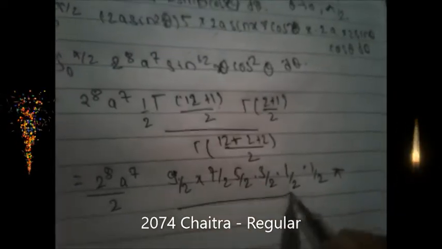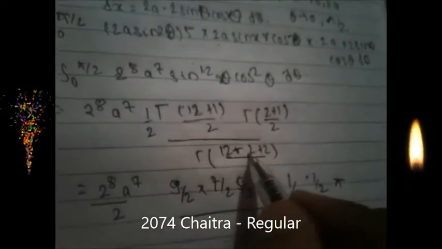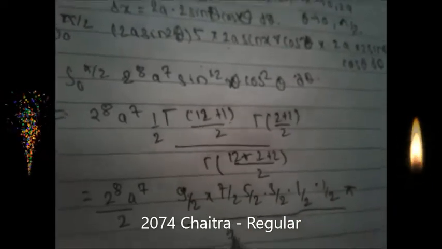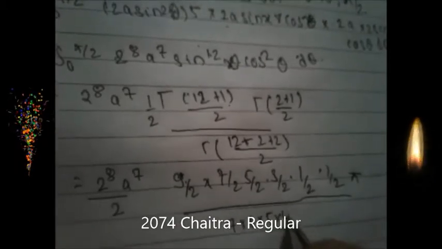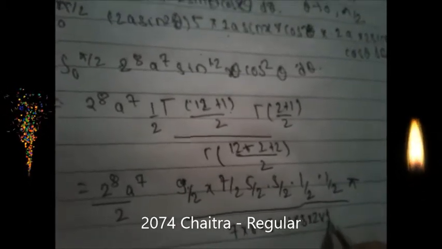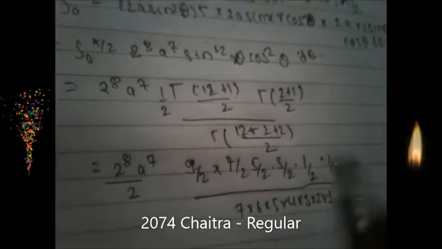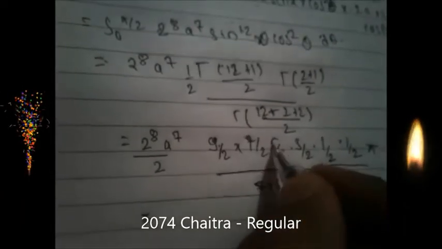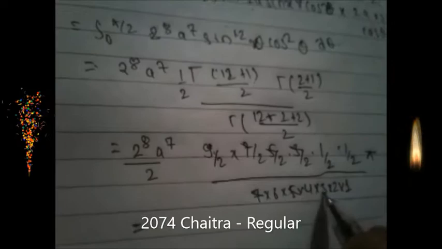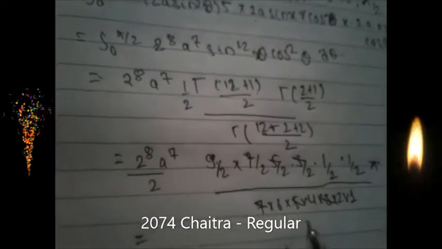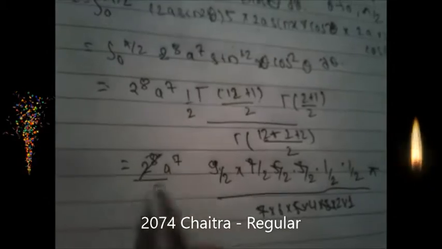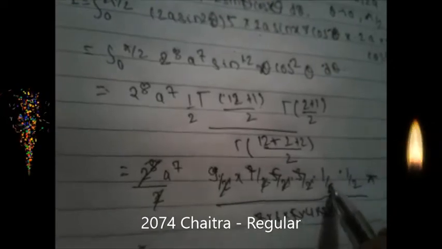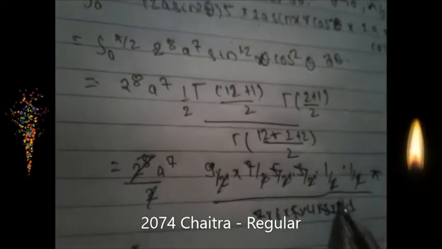And here 12, 2 and 2 make up 16. 16 by 2 is 8. 7, 6, 5, 4, 3, 2, 1, that is factorial of 7. That is the formula, and we can cancel 7, 5, 3, 5, 3. How many 2 can we cancel? We may cancel all, 2 raised to the power 8: 1, 2, 3, 4, 5, 6, 7 and 8.